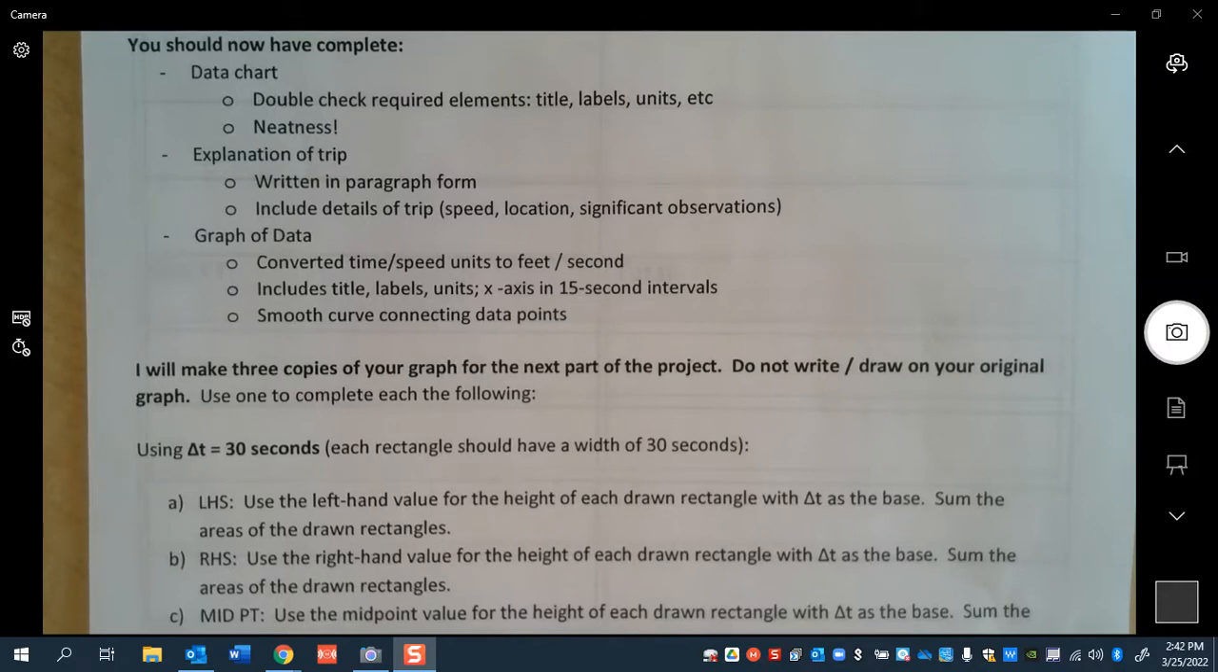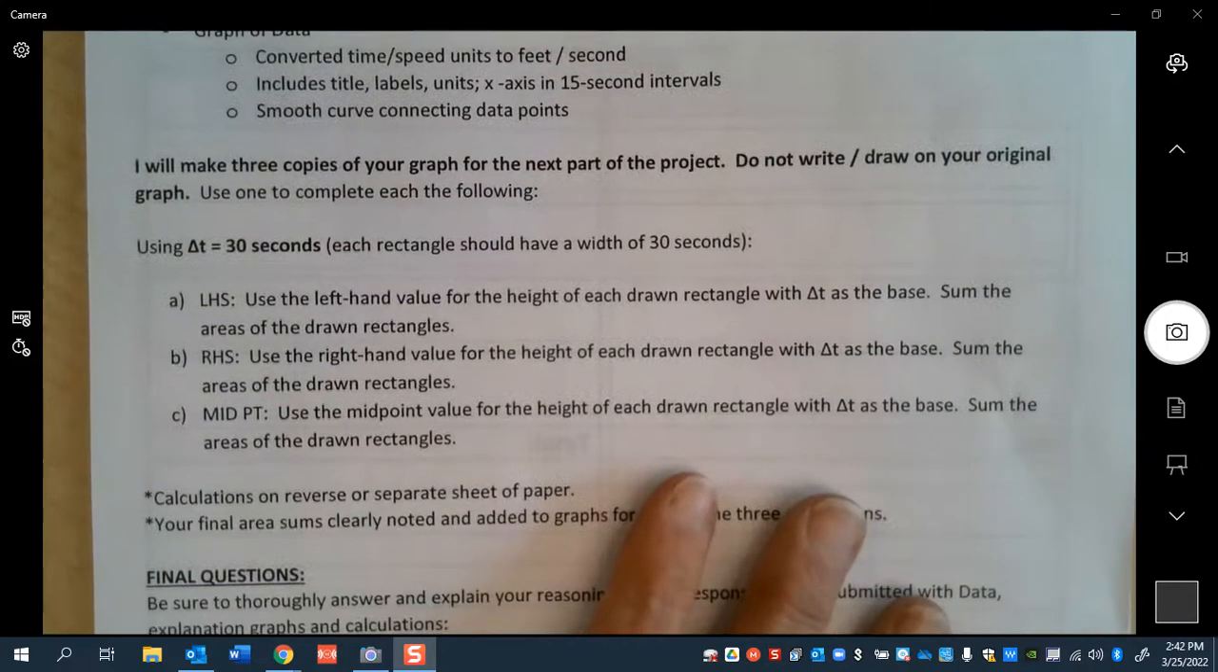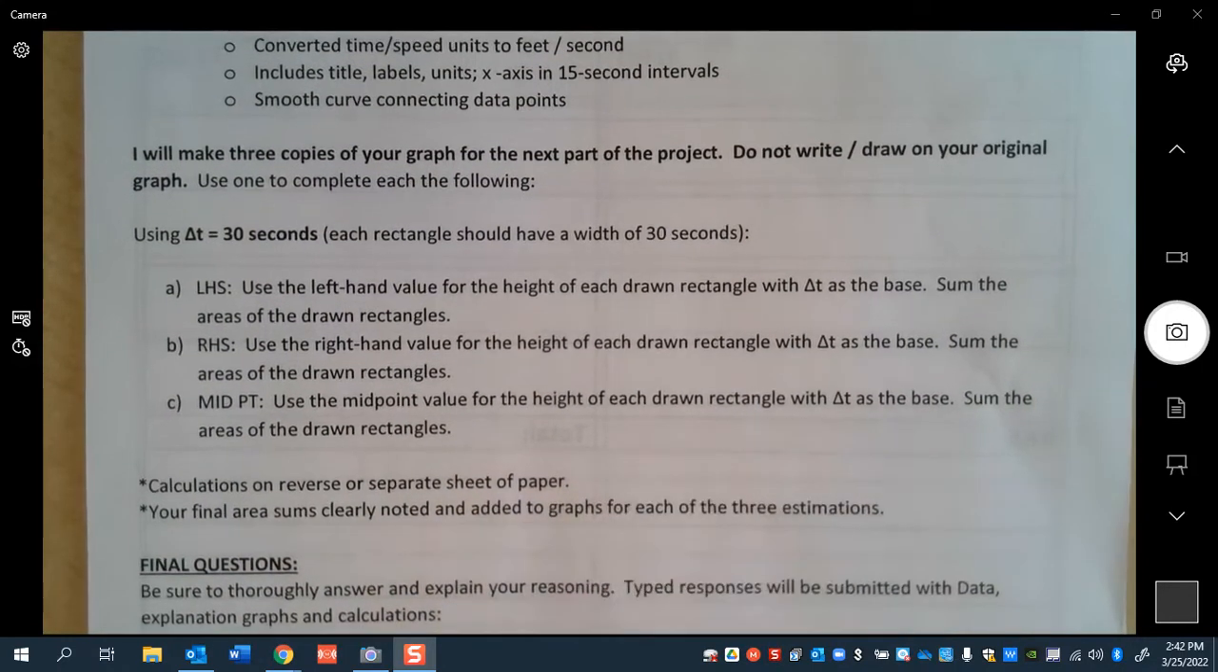So now I've made you 3 copies of your graph for the next part of the project. Here's the thing, if you're unhappy with your graph and you want to start over, fine. You figure out how to get 3 copies of it. Go to Kinko's, go to wherever has a copy machine, because you're going to use one of each of those graphs for the following.